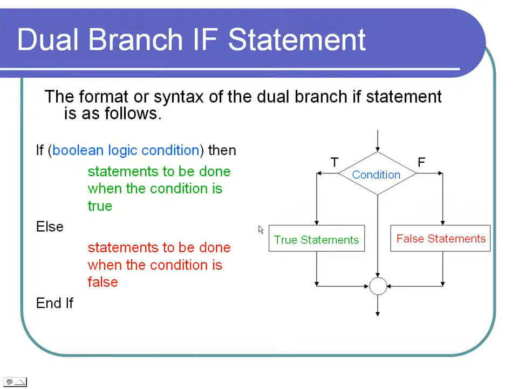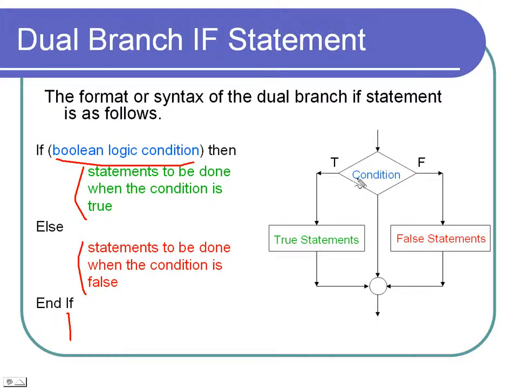The dual branch if is similar. It has, again, just like we showed before, a Boolean logical condition and true statements right here. If this condition isn't true, then it'll execute these statements before going out onto the rest of the program. So this is two things. You can either do this or this, where in the first case it was just do this or don't do this. So in this case it's do this or do this.